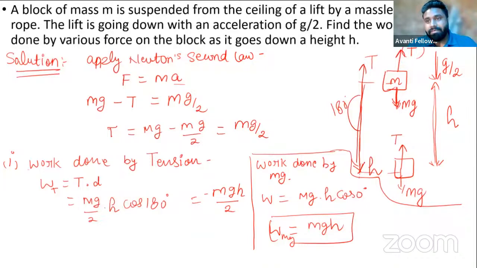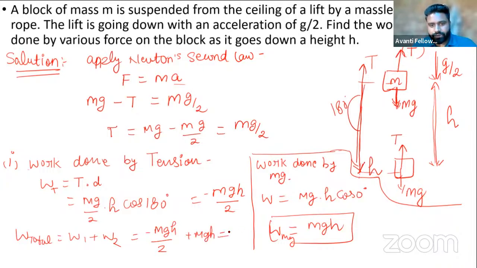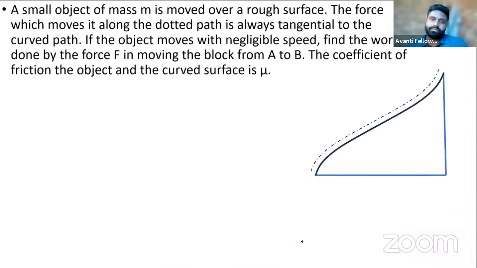Or if you want to find out the total work done, these are the various forces. It can also ask you to find the total work done. So the total work done will be W1 plus W2. There are only two works here. W1 is minus mgh by 2 and W2 is mgh. So it is mgh by 2. This is the net work done. Got it? I hope you are clear with this. Is there any kind of doubt in this question? If not, then we will move forward to the next question.